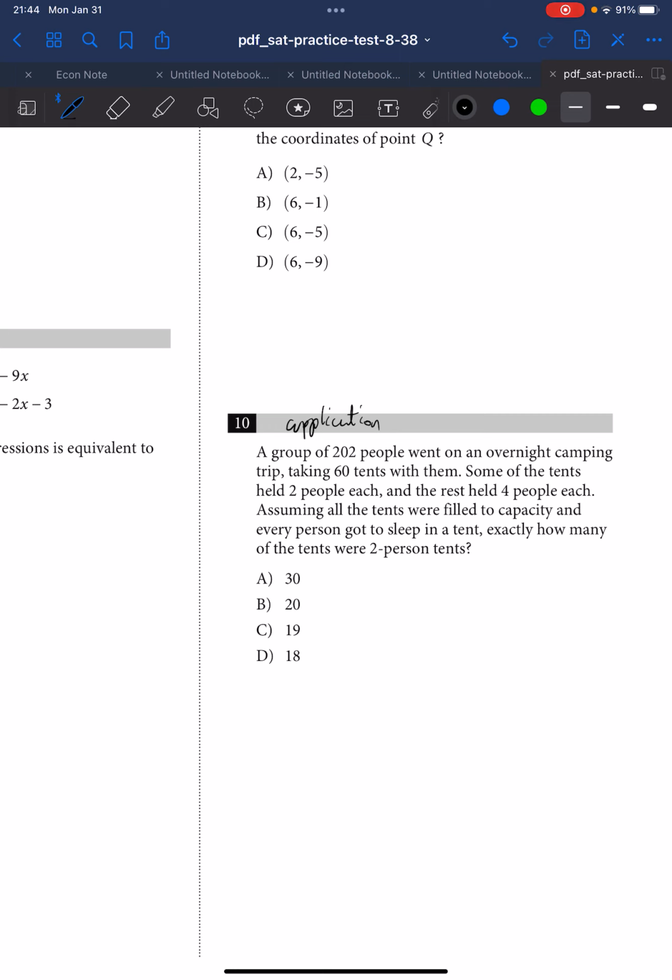It said everyone got to sleep in a tent, so the sum of the number of people will be 202, and the tents number only 60. So let's say that the people who use a tent with one other person, it means that in one tent there are only 2 people.